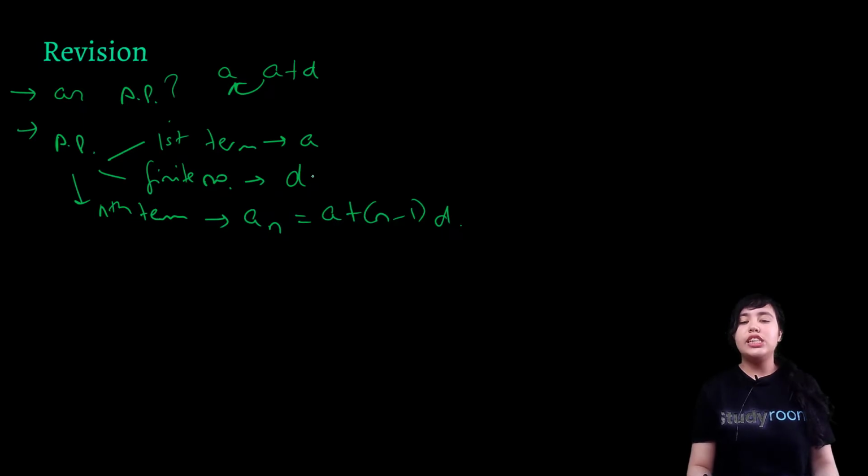Then what about this D? What value can this D have? Can it be positive? Yes. What about a negative value of D or 0? Yes, both of them are possible. Actually all three are possible: positive, negative, 0.